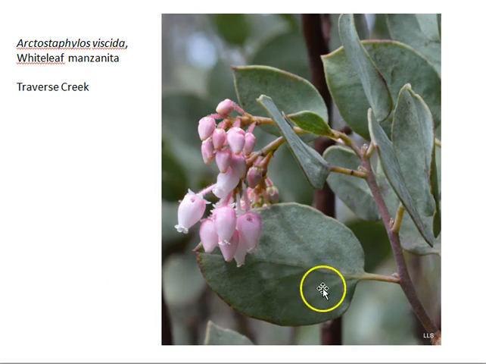One of the things when you're keying these out is sometimes they'll tell you to look at both sides of the leaf. Are they the same color or not? This one is the same color on both sides of the leaf. And this is typically found in openings and chaparral and forests, and even though it's in the Sierra Nevada, it's in other areas, such as the Klamath Range and the Cascade Range, and even in the North Coast ranges too.